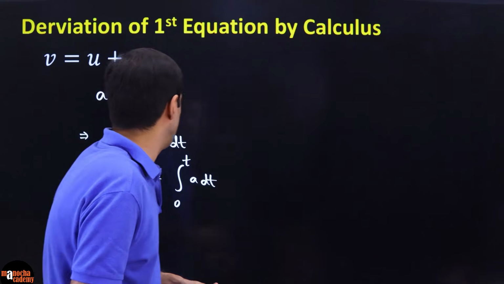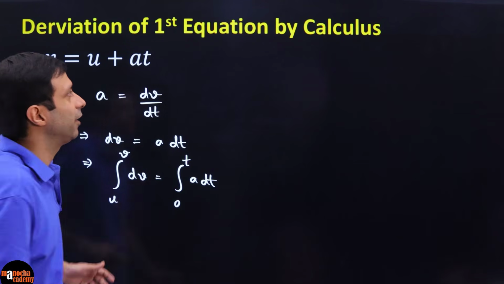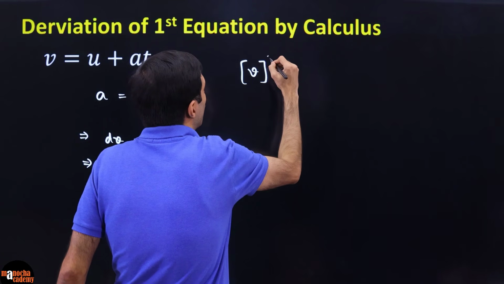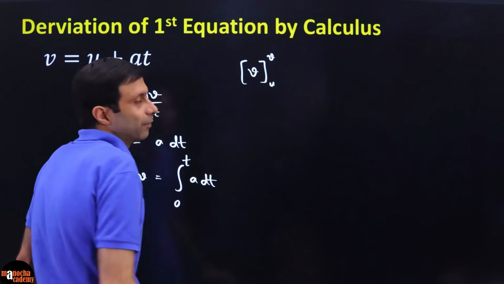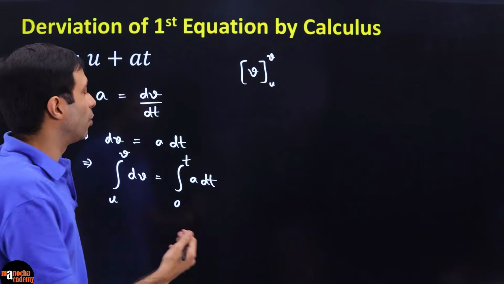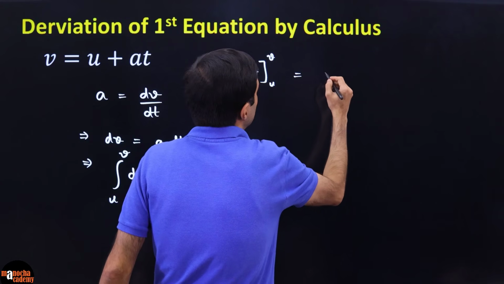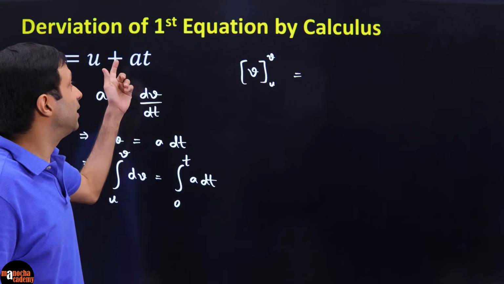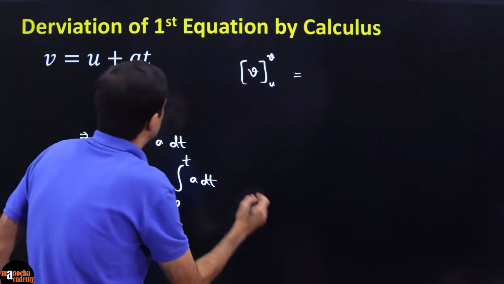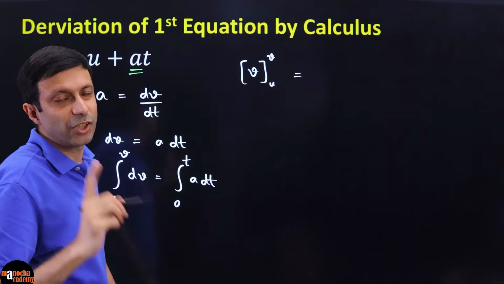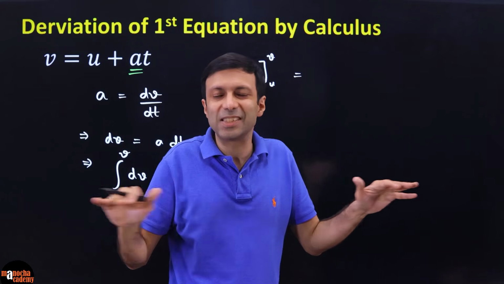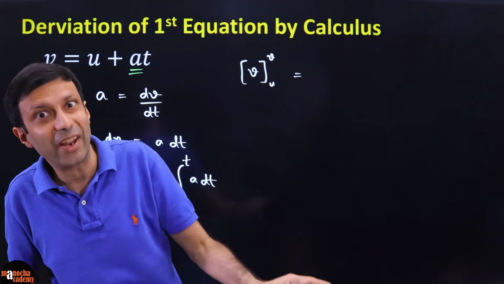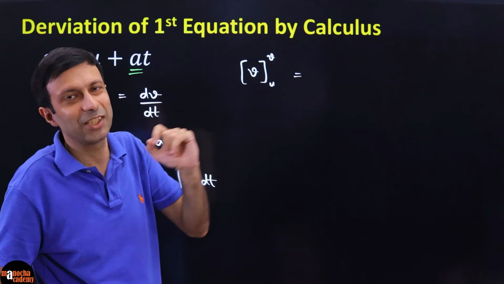So when we do the integration on the left hand side, we have dv. Integration of dv is going to be v, and then you apply the limits here from u to v, initial to final velocity. What do we have on the right hand side? On the right hand side, we have integration a dt. But remember, in this, the acceleration is constant. That is the restriction of the equations of motion. It is a constant acceleration. The rate of change of velocity is constant. Velocity is not constant. The rate of change of velocity, which is the acceleration, is constant.